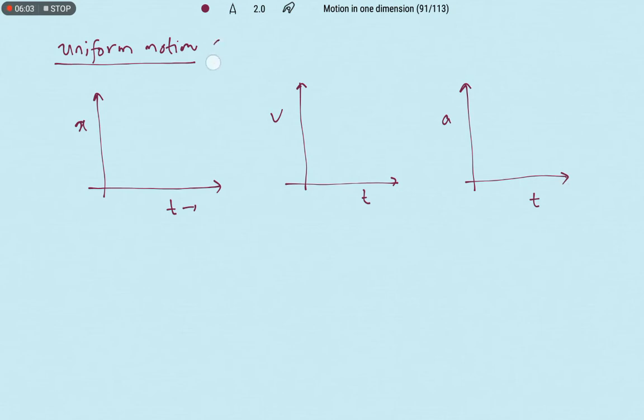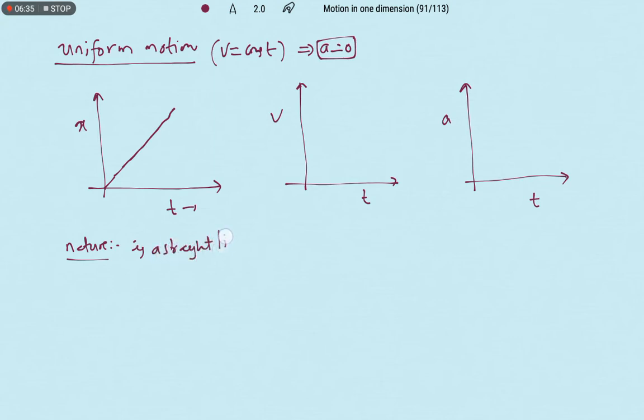In uniform motion, which is constant? Velocity v is constant. Then what about acceleration? If v is constant, acceleration is equal to 0. That means the velocity of the object is equal in equal intervals of time. That's why the position and time graph is a straight line passing through the origin. So the nature of the graph is a straight line passing through the origin.